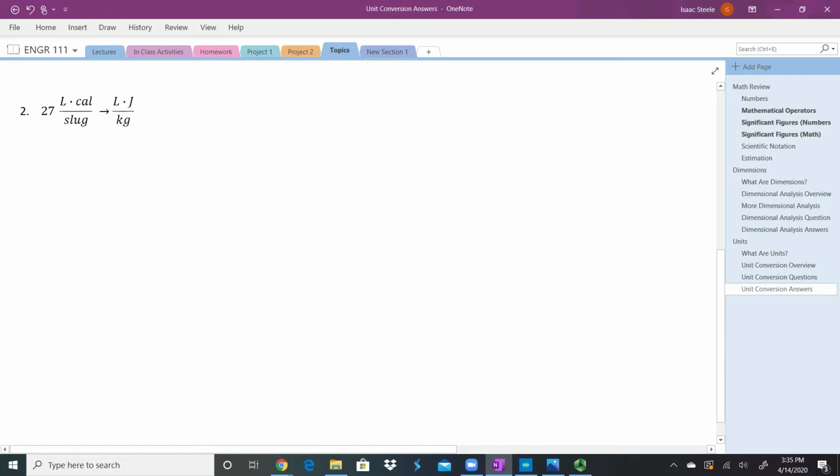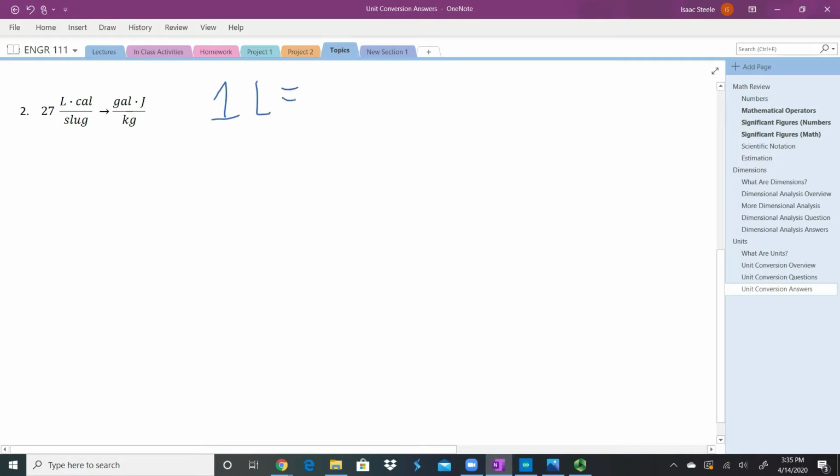All right, this one has a lot more going on. I forgot to update this. I changed this in the last video, so let me change it real quick. This was gallons. All right, so what we're going to do is change liters into gallons, and then calories into joules, and then slugs into kilograms. You can go to the conversion chart and look those up. I went ahead and looked those up ahead of time, so I'm just going to write those down.